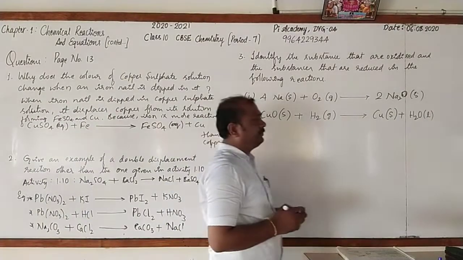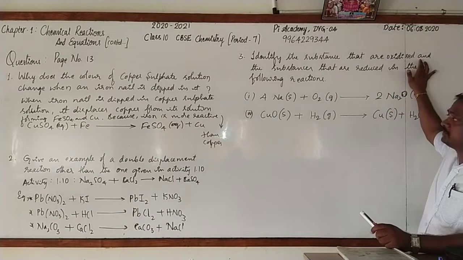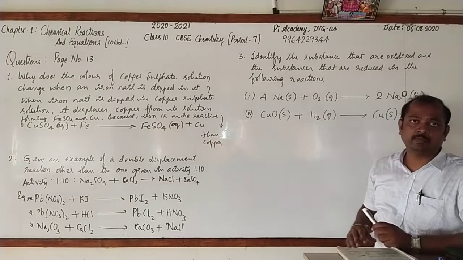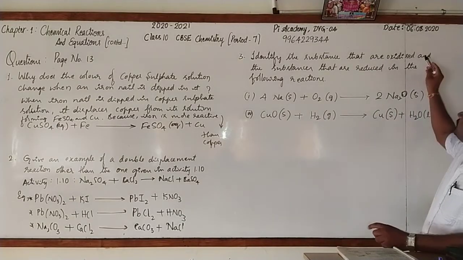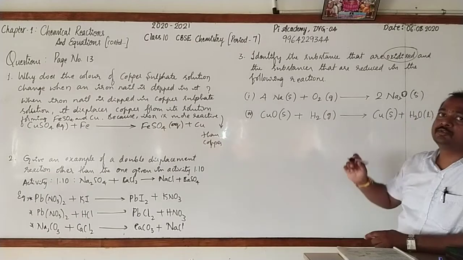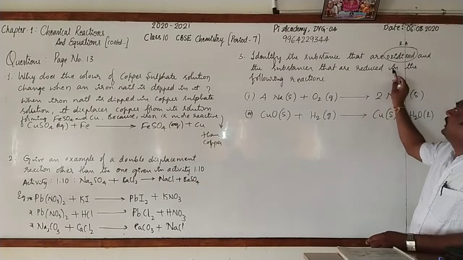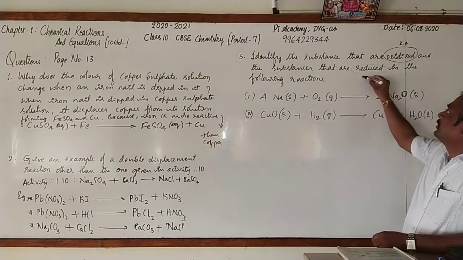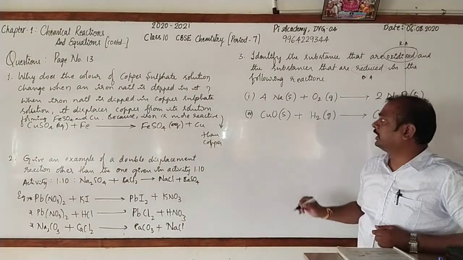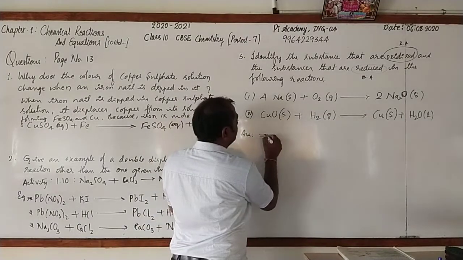Now observe the third one. It says: identify the substances that are oxidized and the substances that are reduced in the following equations. We are very familiar with this: the substance that is oxidized is the reducing agent, right? And the substance that is reduced is the oxidizing agent. So now we are going to identify these. Let's go for answering. Look here.